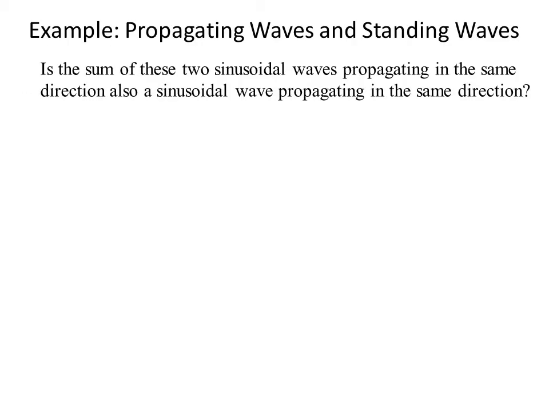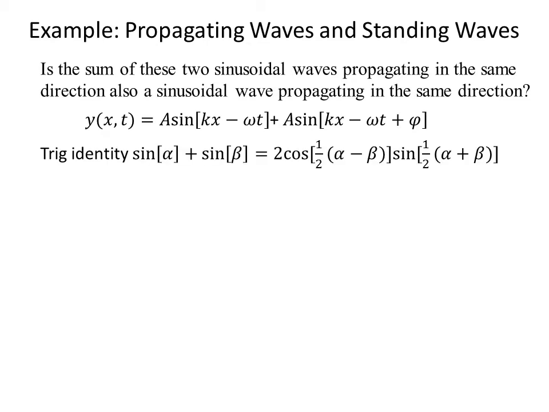Let's look at this a little bit more carefully. We're going to look at propagating waves and standing waves. Is the sum of two sinusoidal waves propagating in the same direction also a sinusoidal wave propagating in the same direction? So writing down the form we had before, we have y of x and t equal to an amplitude times the sine of kx minus omega t plus an amplitude times the sine of kx minus omega t plus a phase. So both propagating to the right.